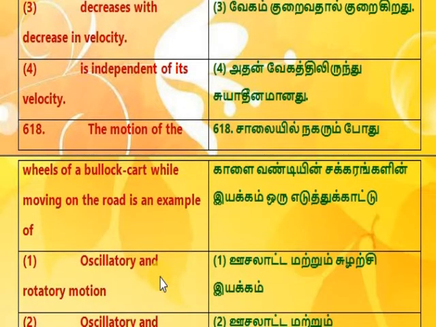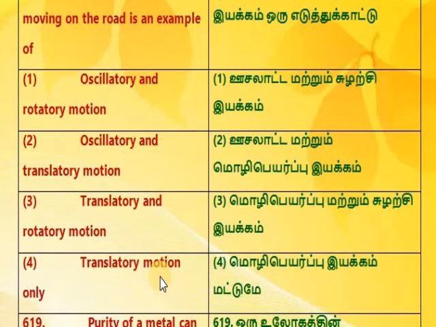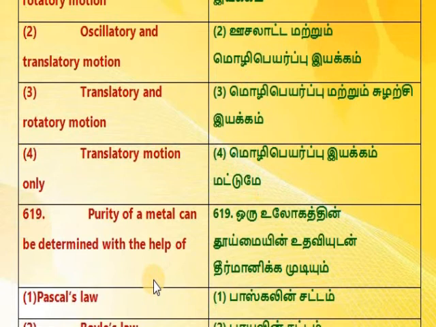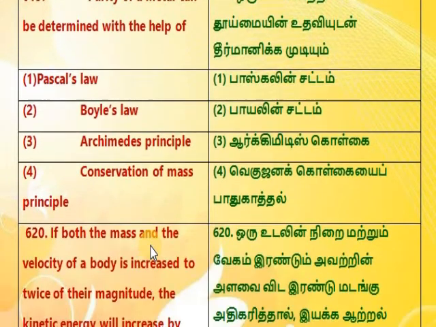618. The motion of the wheels of a bullock cart while moving on the road is an example of: 1. Oscillatory and rotatory motion, 2. Oscillatory and translatory motion, 3. Translatory and rotatory motion, 4. Translatory motion only. 619. Purity of a metal can be determined with the help of: 1. Pascal's law, 2. Boyle's law, 3. Archimedes' principle, 4. Conservation of mass principle.